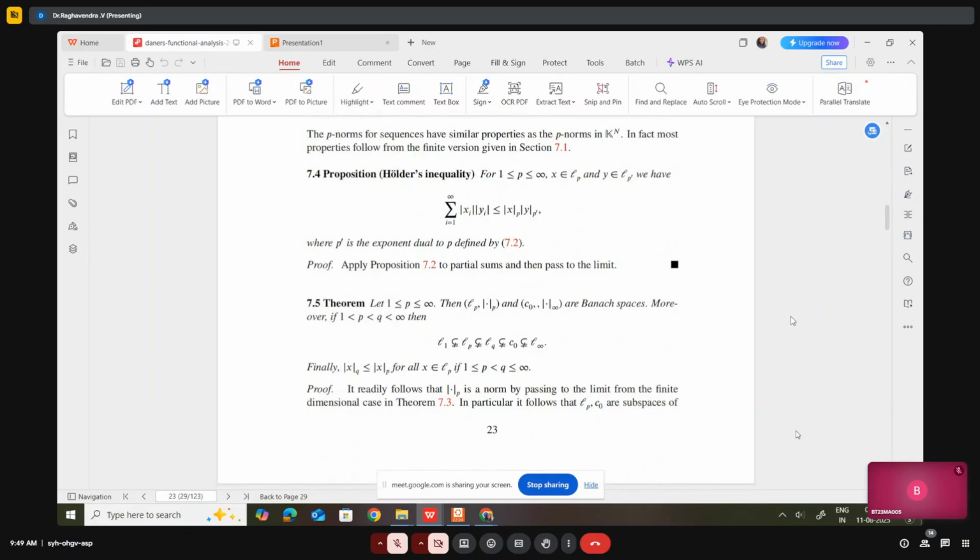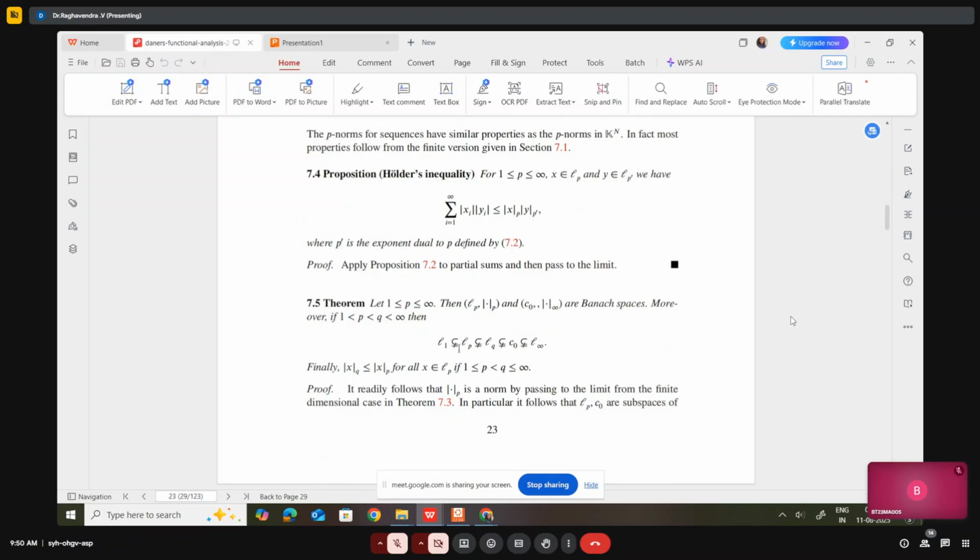Okay. Now what we show here, the next theorem, is that for 1 less than or equal to p less than infinity, LP with this is a norm. C naught with this is a norm. Not only are they linear spaces, they are also Banach spaces. What is the meaning of saying they are Banach spaces? It means that the topology that you have becomes a complete metric space. What is the meaning of complete metric space? Every Cauchy sequence in LP or C naught converges in LP or C naught respectively.